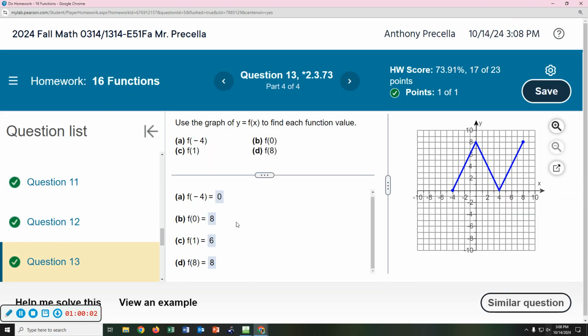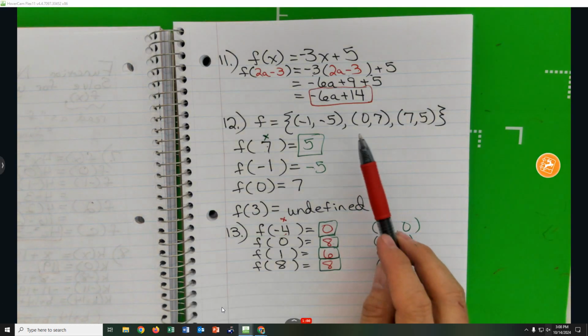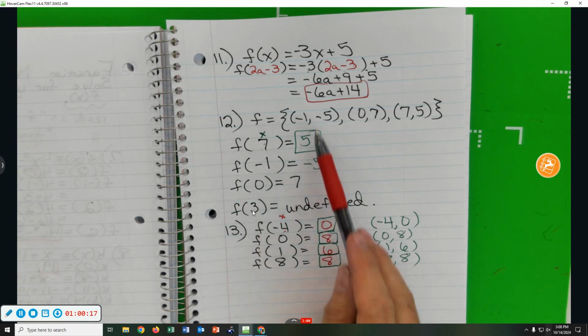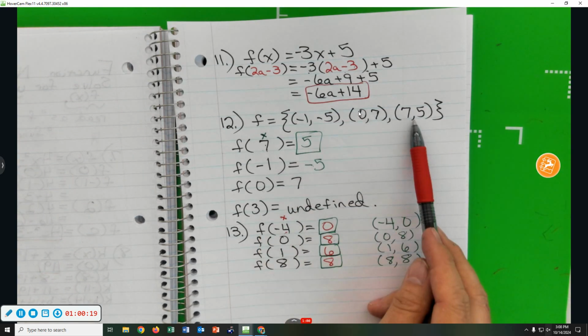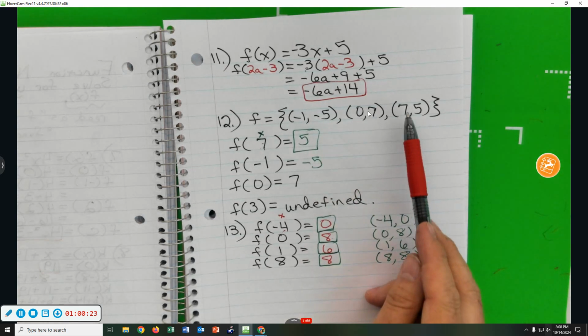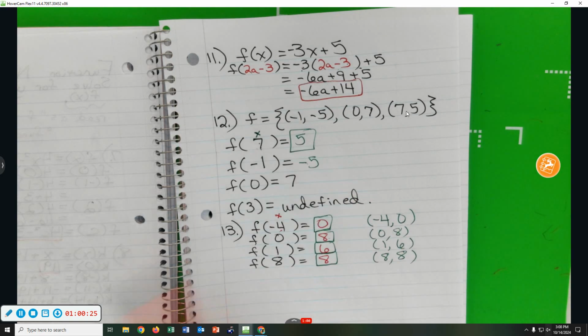Any questions? So we know how function notation works, correct? And when we come back to this number 12, the way we looked at it, okay, 3 isn't in the domain, and we can easily tell 3 isn't in the domain because all the ordered pairs are listed, and there's no ordered pair that has an x value of 3.